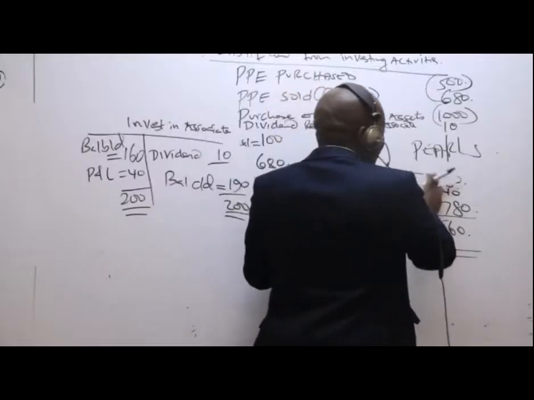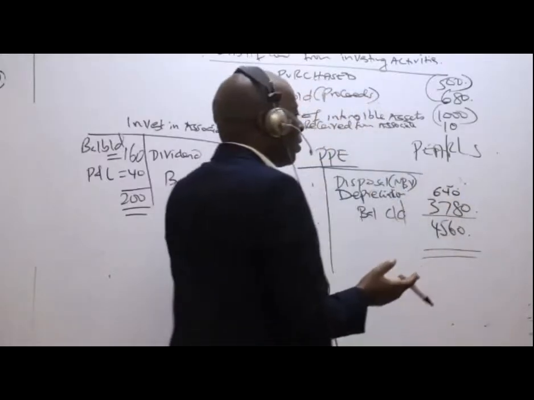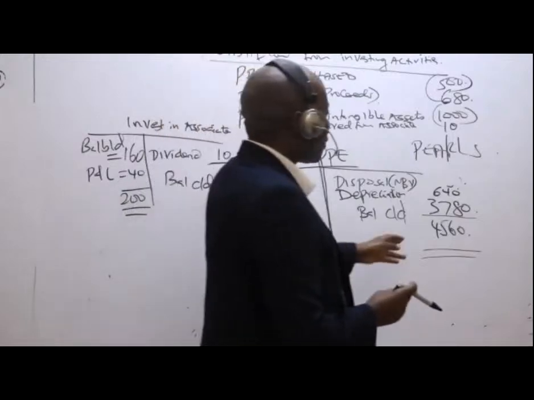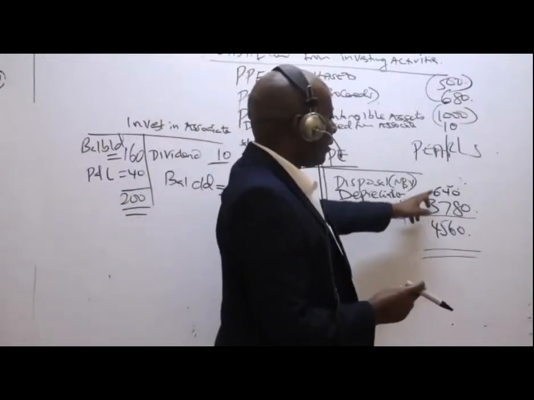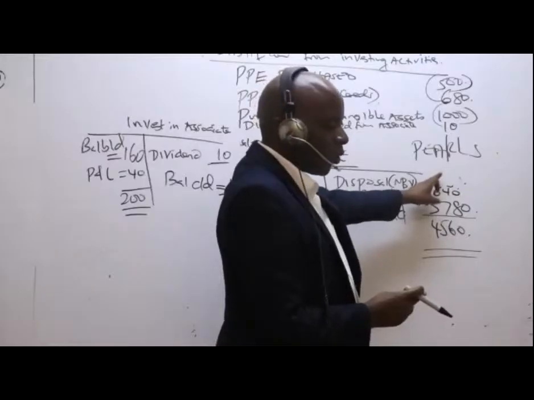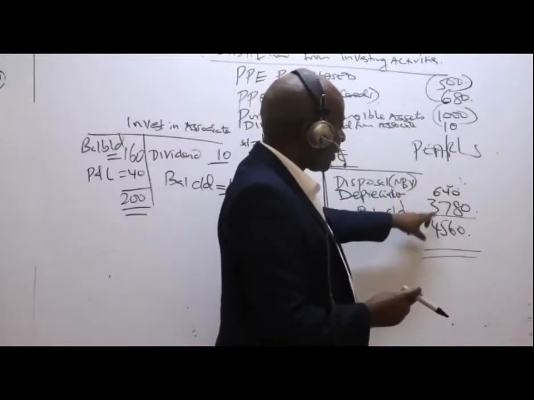Could you kindly rework this disposals figure? It means that the disposals figure is wrong. So say 4560 minus 3780 minus 640. Give me the correct disposal figure: 4560 minus this minus this.